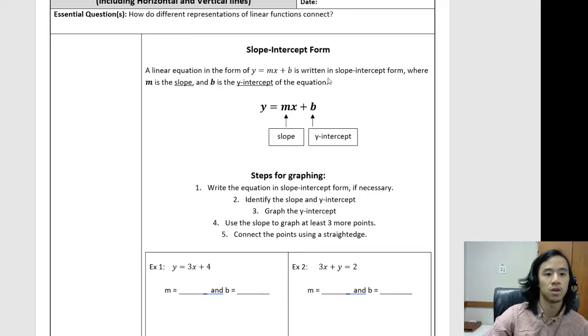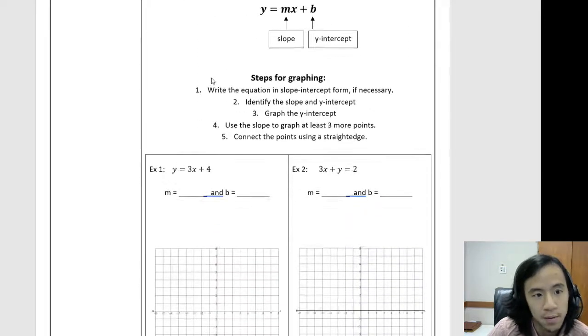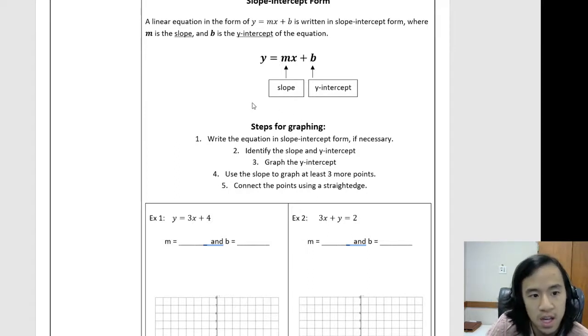All right, so what we're doing today is we're going to graph using slope-intercept form. So here's our slope-intercept form. You should be very familiar with this. The slope is m. It's also the thing that's connected to the x, and then our y-intercept is b, which is the thing that's not connected to the x. So let's see how we have to do that.